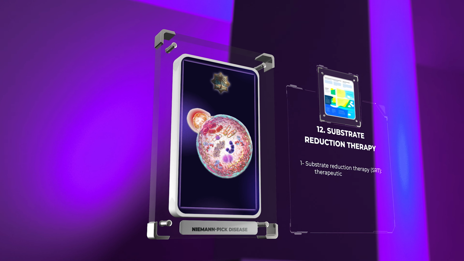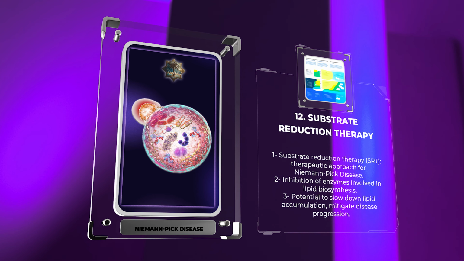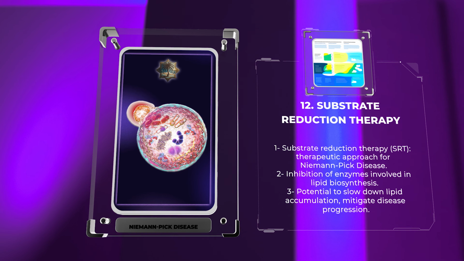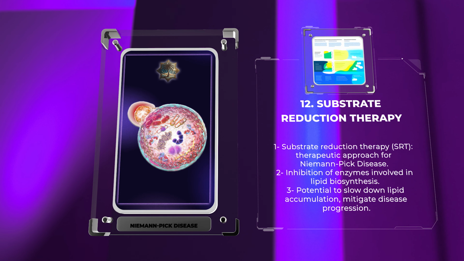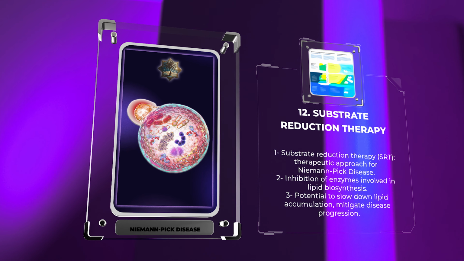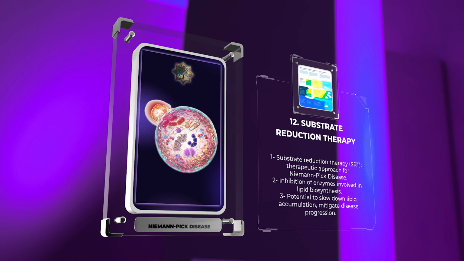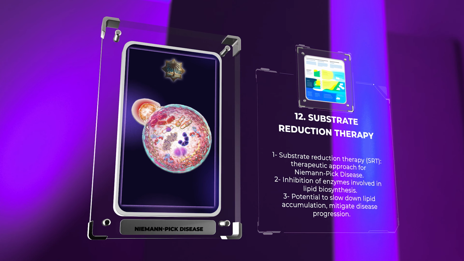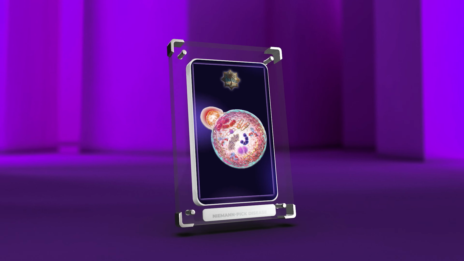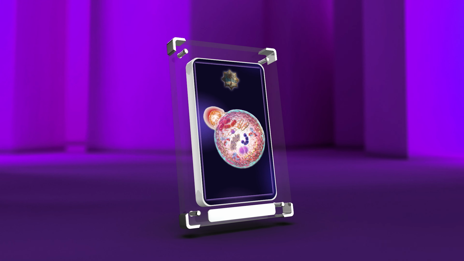Substrate reduction therapy, SRT, is another therapeutic approach being investigated for the treatment of Niemann-Pick disease. SRT aims to decrease the production of lipids, including cholesterol, by inhibiting the enzymes involved in their biosynthesis. By reducing the availability of lipids, SRT can potentially slow down the accumulation of lipids and mitigate disease progression. SRT has shown some beneficial effects in animal models and is currently being evaluated in clinical trials for various types of Niemann-Pick disease.